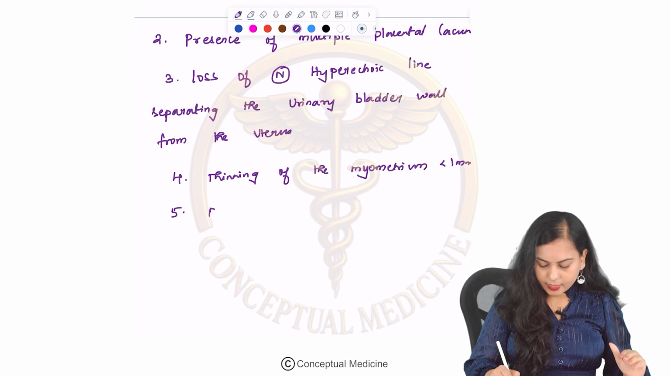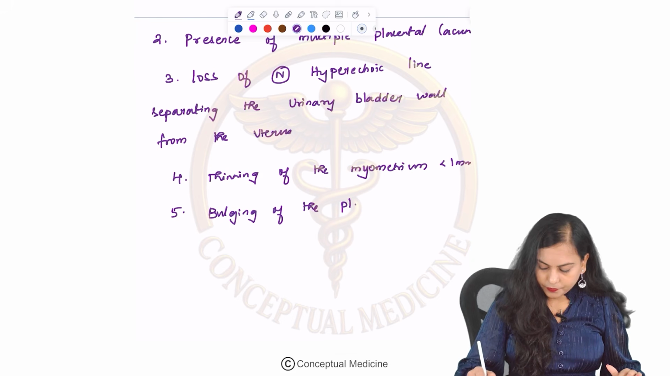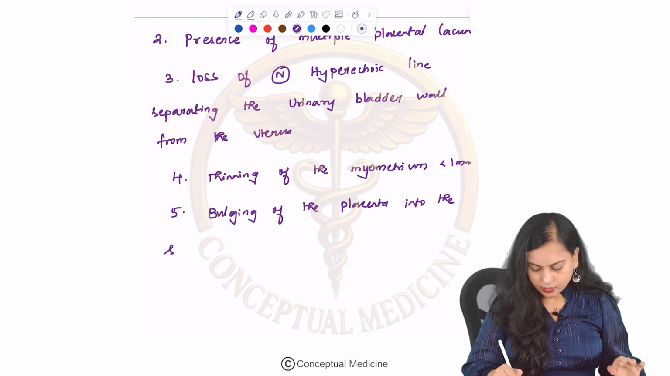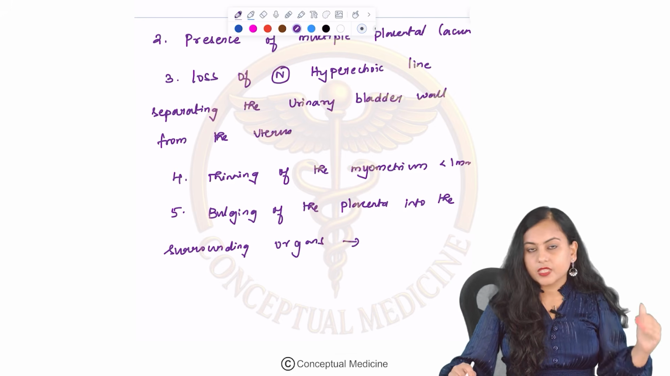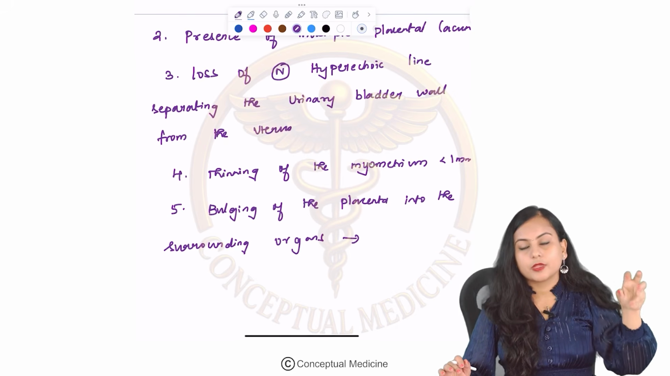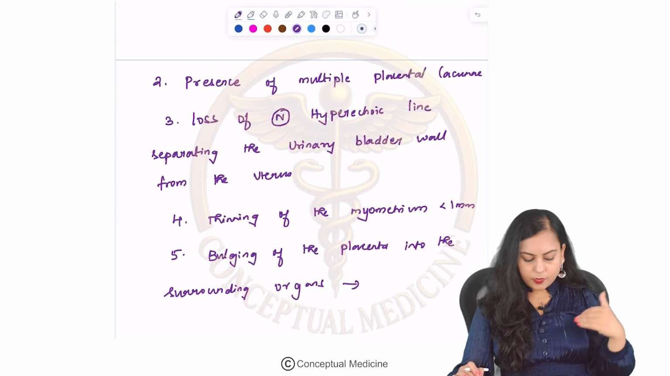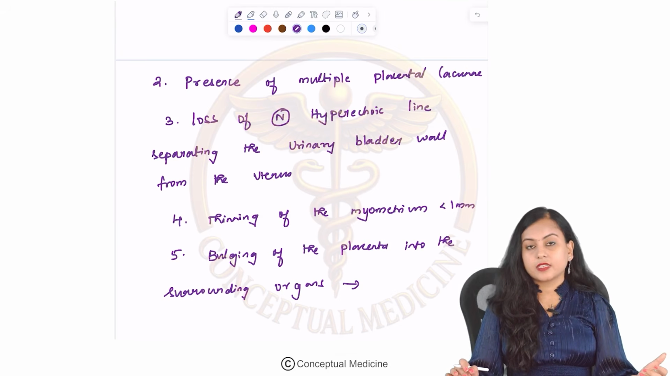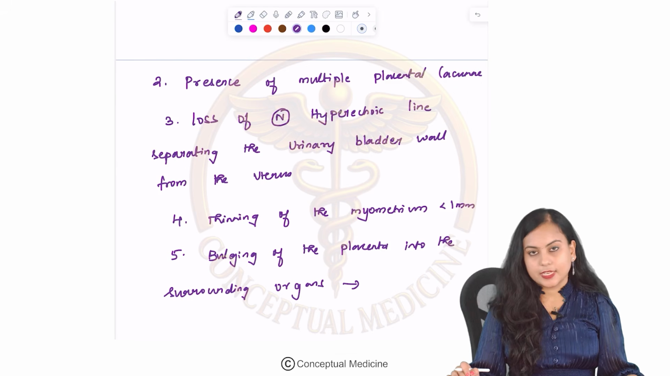And finally, you will also see bulging of the placenta into the surrounding tissue, into the surrounding organs that are adjacent to the uterus. That will be seen like a mass that is protruding from the uterus into the adjacent organs, right? Suppose if the placenta accreta is occurring on the lateral walls or posterior walls, then it will be difficult to diagnose through ultrasound. That time you may need an MRI for investigation, right?